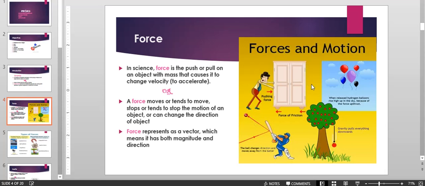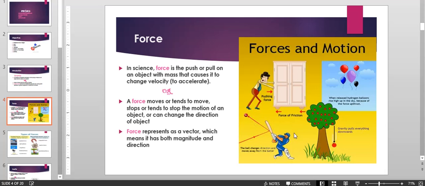As you can see in the first example, this man is trying to push this heavy cupboard or almirah by applying a force, whereas there is another force acting on this object that is known as the force of friction, also known as resistance. This type of force, that is friction, always acts in the opposite direction of the force that you are applying.